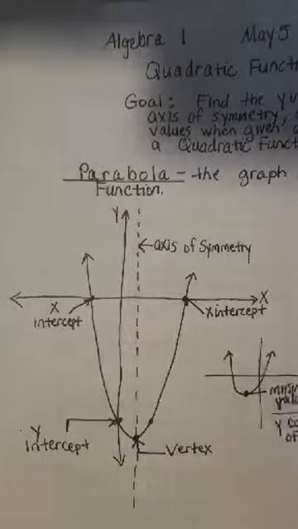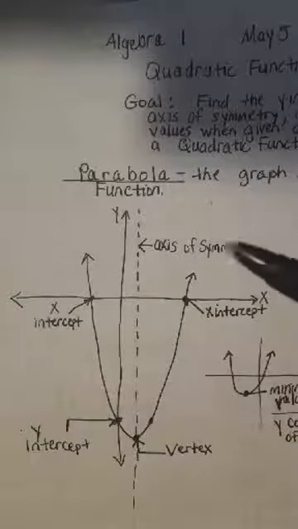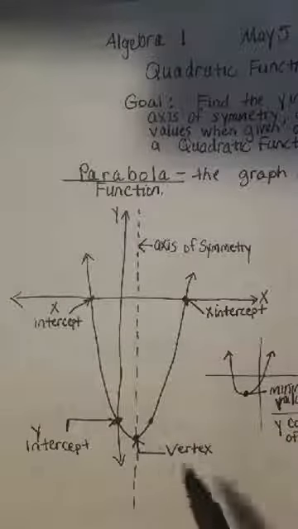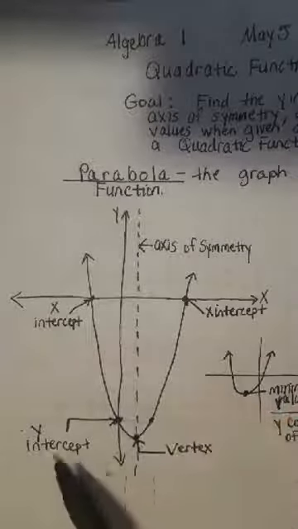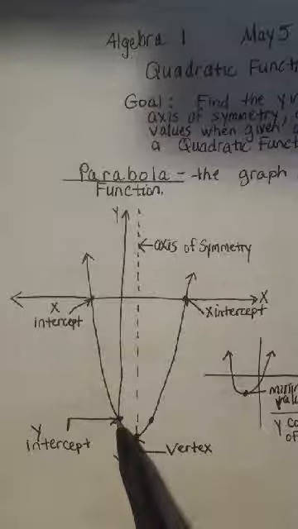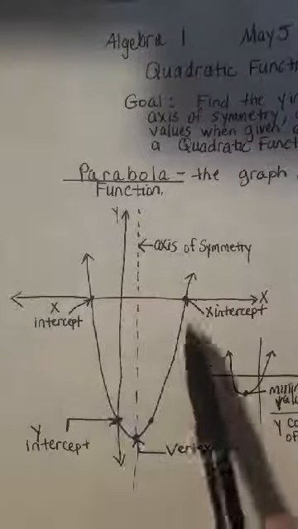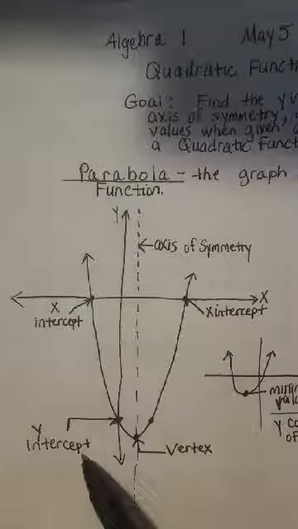The things that we're going to be worrying with today that's in your goal is, first of all, the Y-intercept. The Y-intercept, here's the Y-axis, and I've got it labeled right here. The Y-intercept is the Y-coordinate on that Y-axis where the graph crosses the Y-axis. So that is your Y-intercept.